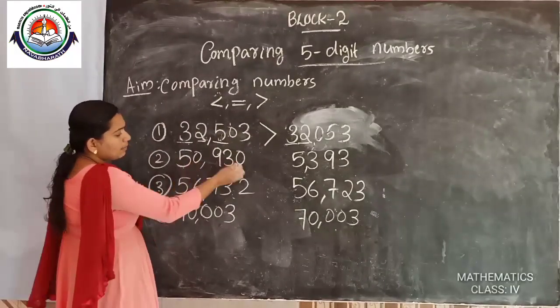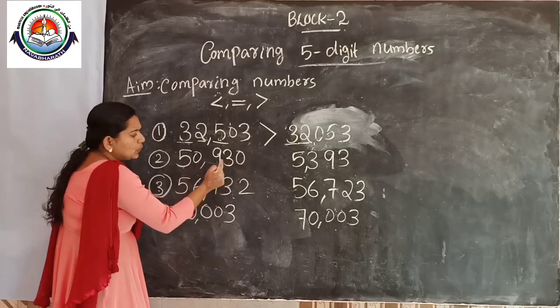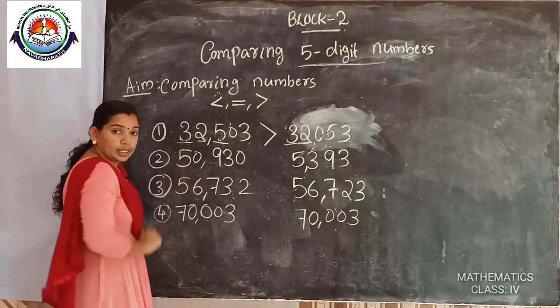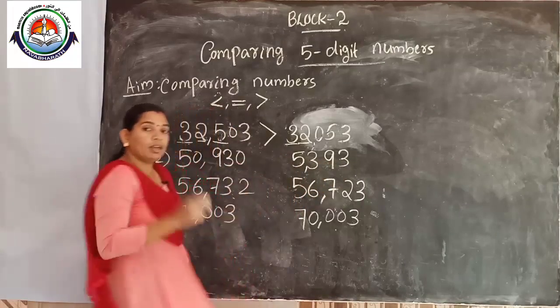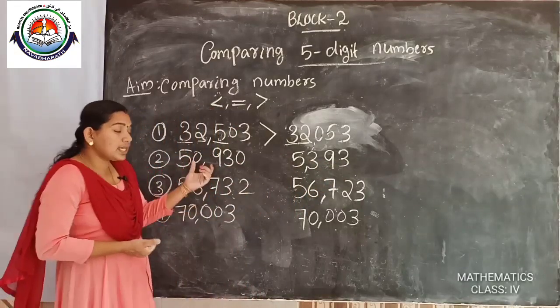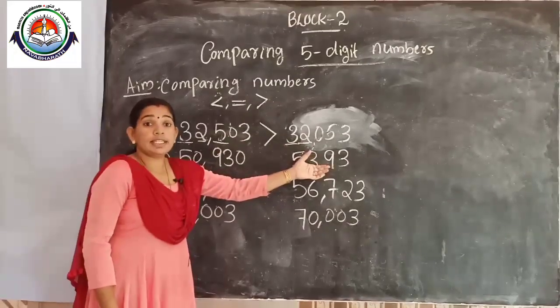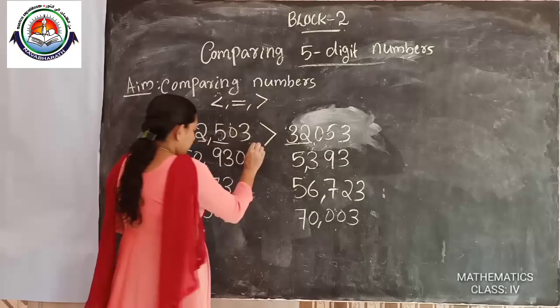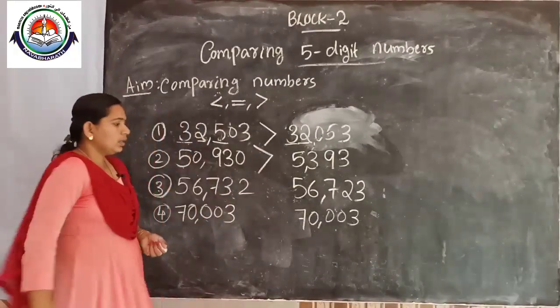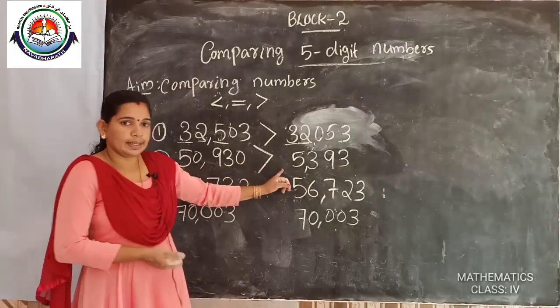Next, this number of digits. First we will count the number of digits. 1, 2, 3, 4, 5. Here 4 digits are there. 1, 2, 3, 4. Here 4 digits only. The number of digits are different. So here 5, here 4. Which number is greater? This number. Okay, this number is greater.